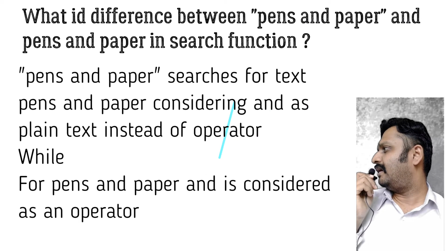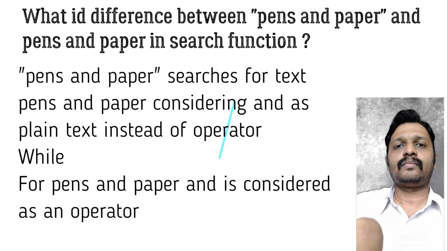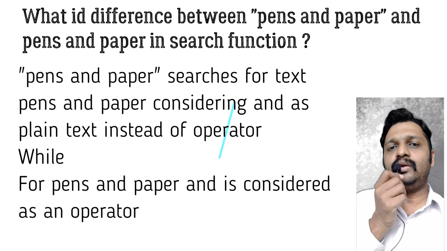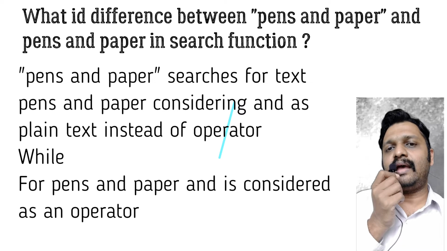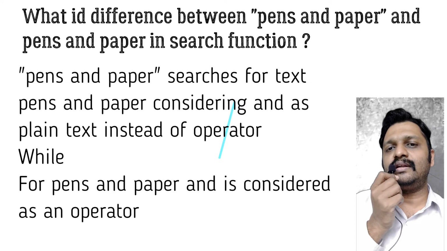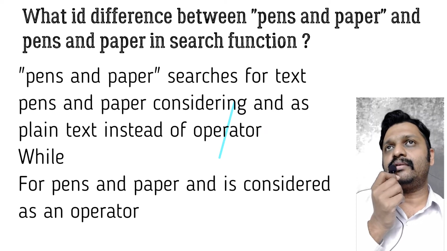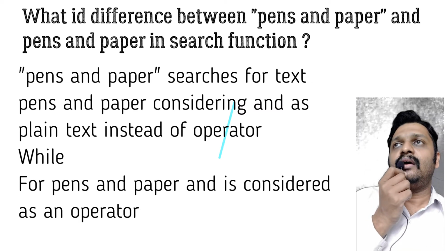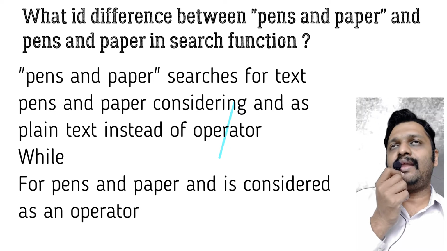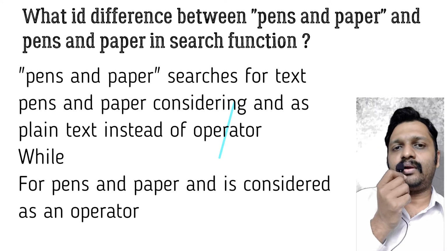Next question. What is the difference between "pens and paper" and pens and paper in the search function? Pens and paper in double inverted commas searches for the text pens and paper, considering and as plain text instead of an operator, while for pens and paper without quotes, and is considered an operator. Whenever a double quotation mark is there, anything between the quotes is termed as text, and as and when and is used between two words, it is termed an operator.